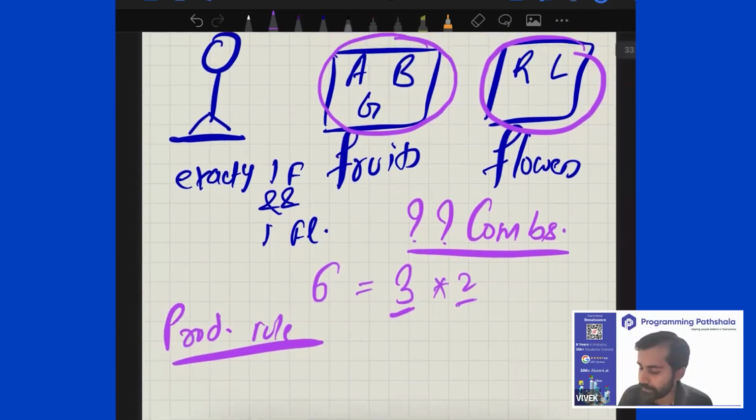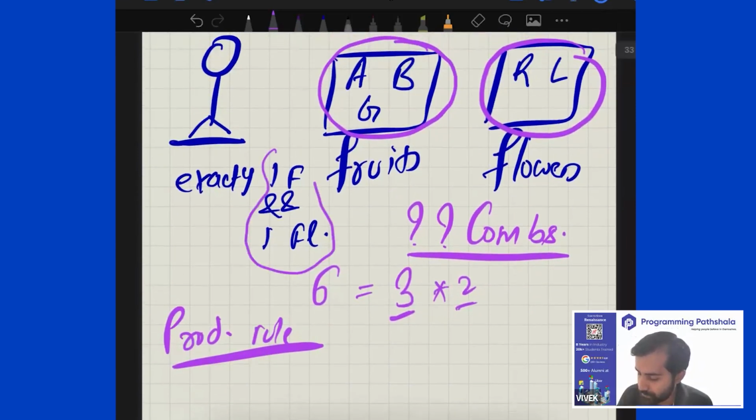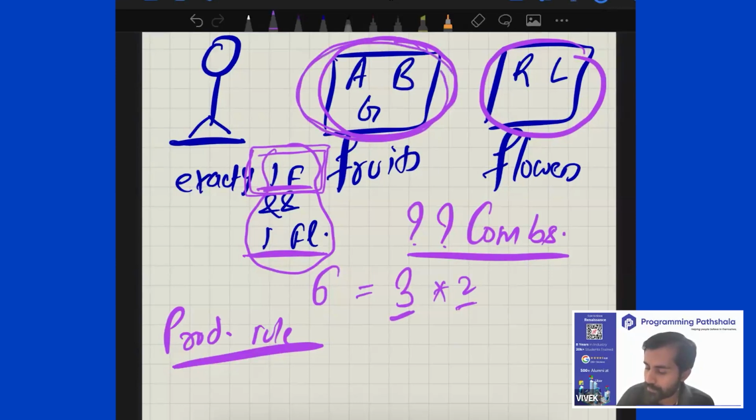Where we say that if we are performing any compound action, which is basically a combination of multiple actions, and you want to know how many different ways there are to do that, you have to figure out how many different ways there are to perform the first action. The first action is to pick one fruit. Because there are three distinct fruits, if I have to pick exactly one fruit out of these three, there are three ways. I could pick an apple or a banana or a guava.